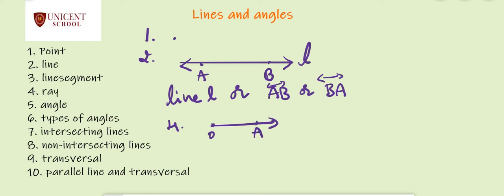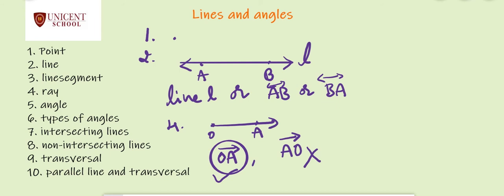And how to represent a ray? A ray can be represented as ray OA, but we can't represent it as AO. This is wrong method of representation and this is the correct method. This representation shows that the end point is at O and can be extended in the direction of A.